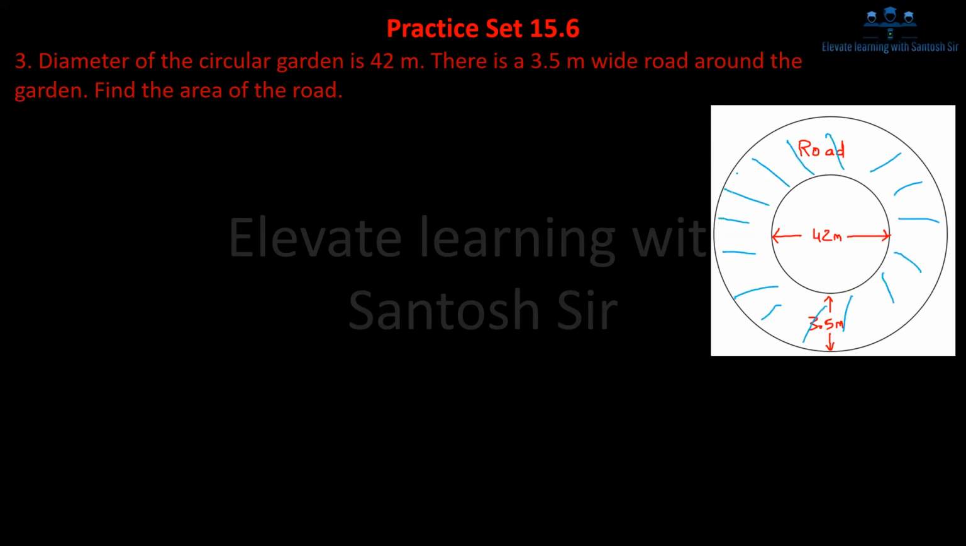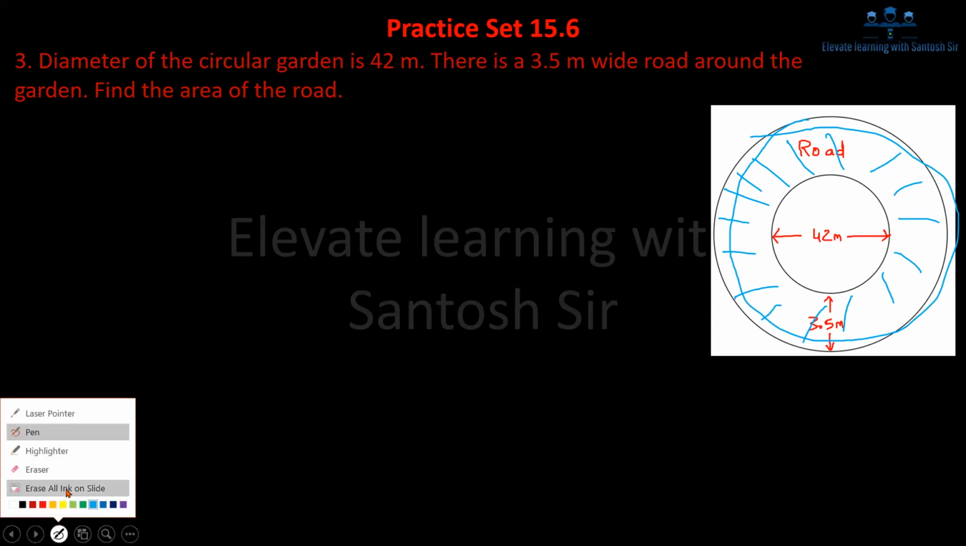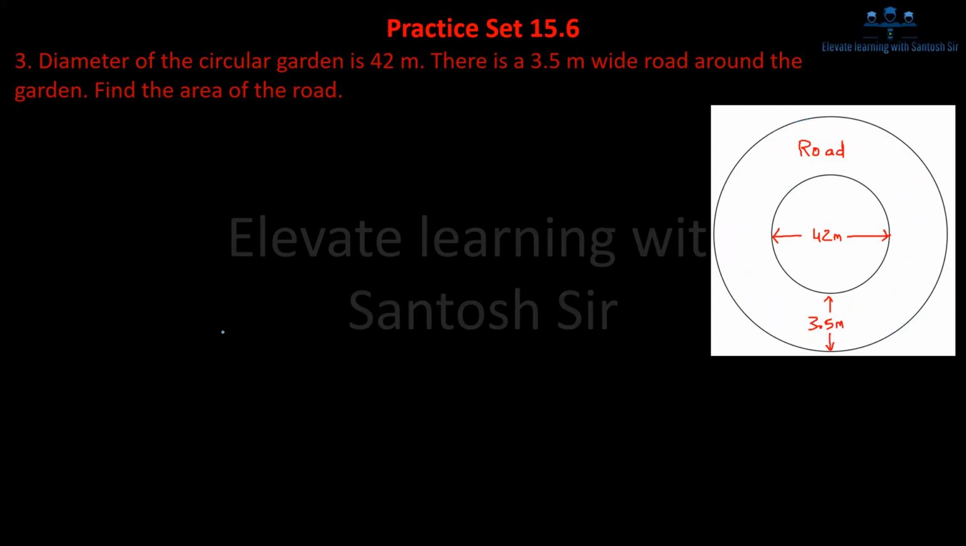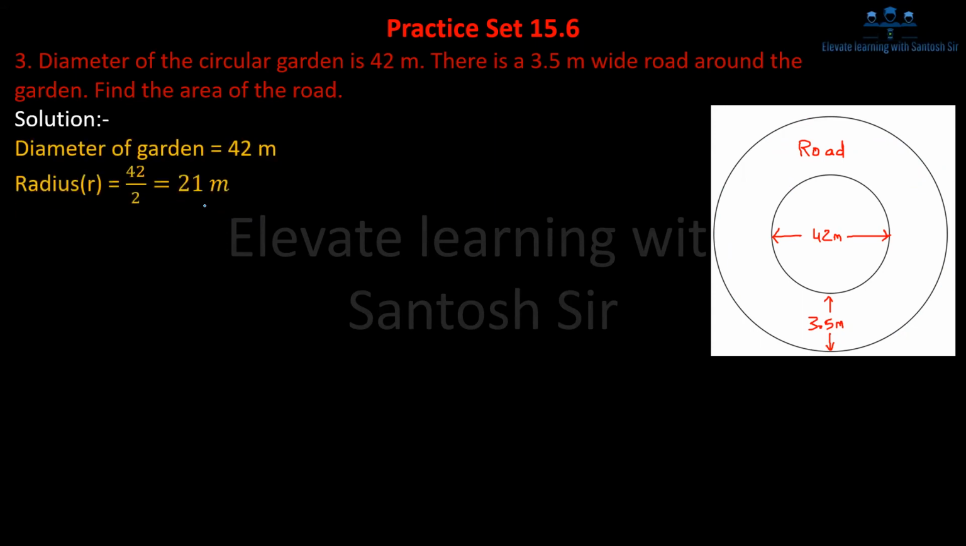The area of this region can be obtained by subtracting the area of entire outer circle minus the area of inner circle. We have to subtract the area of inner circle from the area of outer circle to get the area of the road. Let us start. Diameter of the garden is 42 meters, so its radius will be 21 meters. Radius of outer circle, we are taking it as capital R, will be the radius of inner circle plus width of the road. That will give us 24.5 meter.